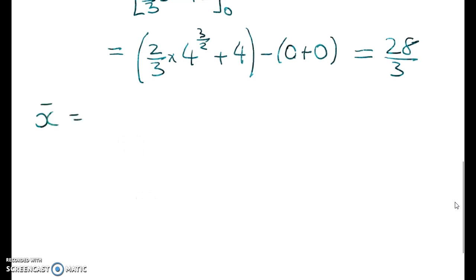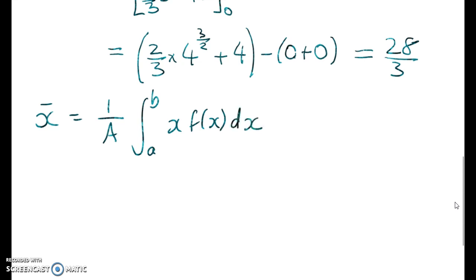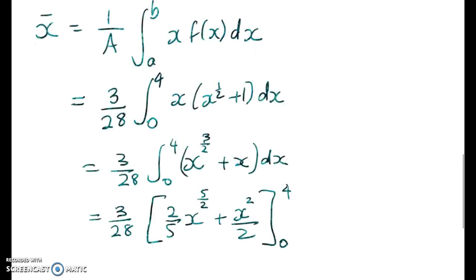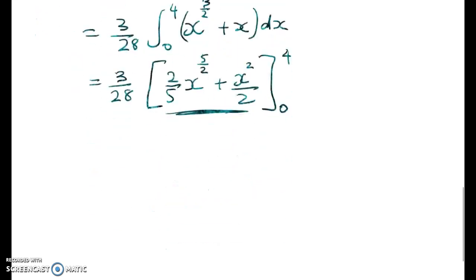So x bar is 1 over A times this. All right, so again, I'm going to put that up there and I'm going to pause and just show the working in a few seconds. So that's the multiplication and then the anti-differentiation in here. So the last thing we've got to do with that is to substitute in the values.